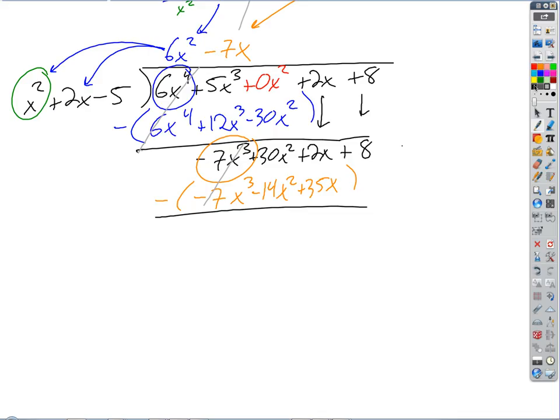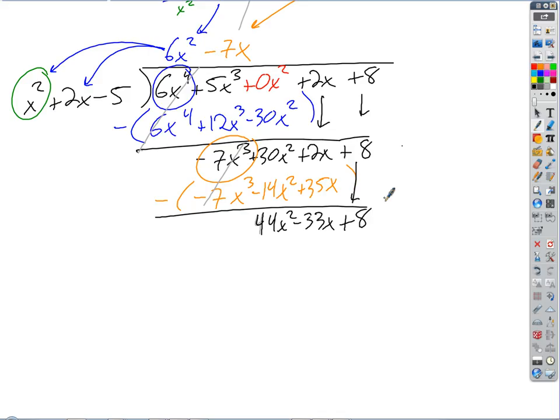That's where people make mistakes on this every time. If you make a mistake, it's likely to be when you subtract a negative and forget to make it positive. So that's going to give me positive 44x squared, 2x minus 35x. Negative 33x. Negative 33x. And then I'll bring down the plus 8, and what do?